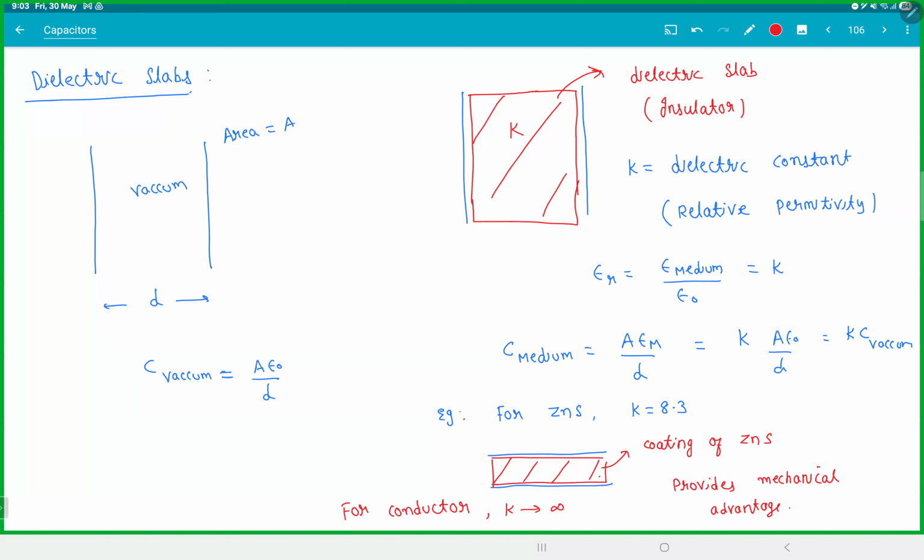Any doubt so far? All clear with this page?